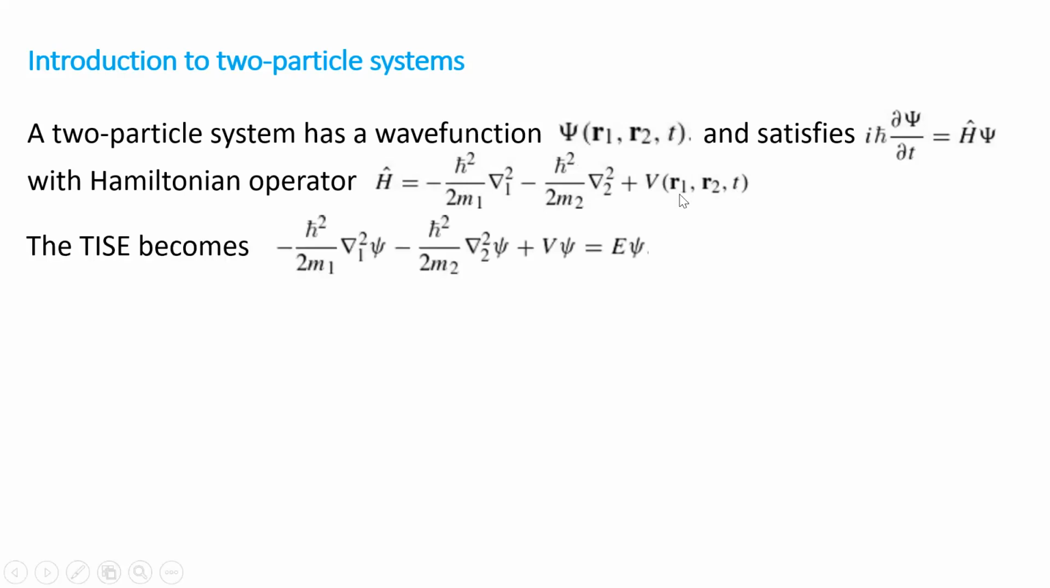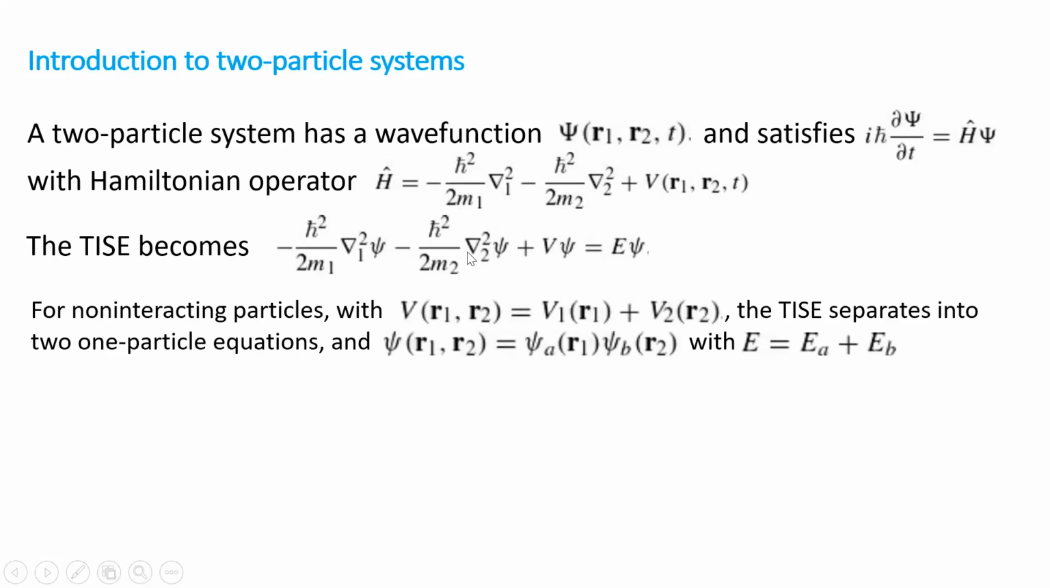position variable. So the time-independent Schrodinger equation, or TISE, becomes similar here. The kinetic energy term for the first particle, the kinetic energy term for the second particle, plus the potential is equal to E times psi, where psi is a function of R1 and R2, but not time here since it's time-independent.